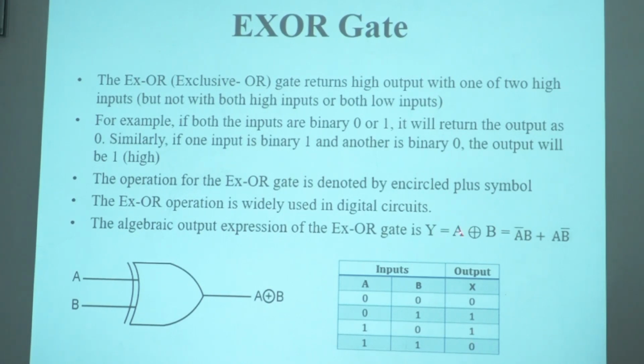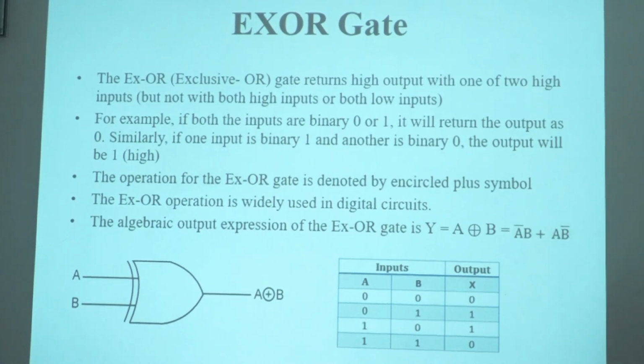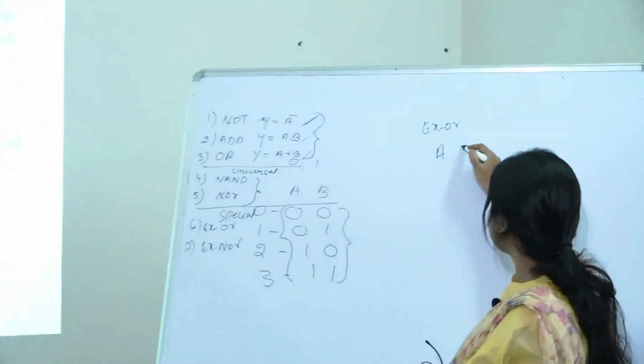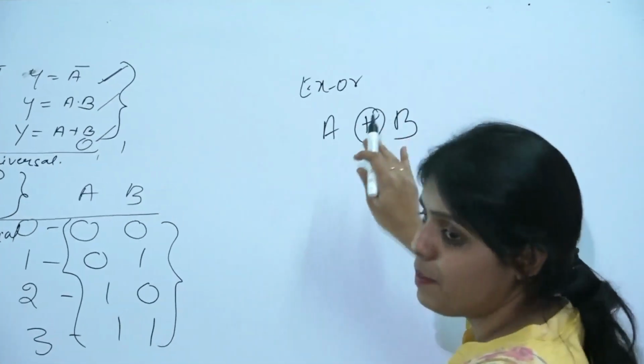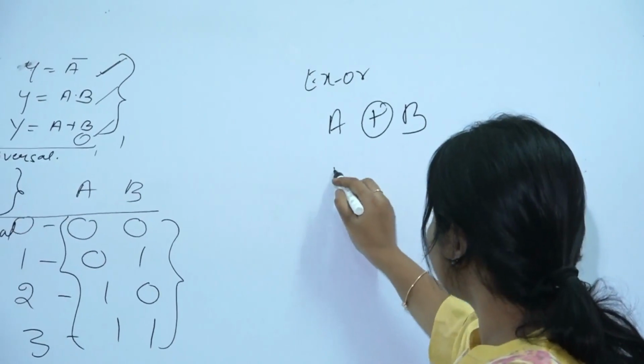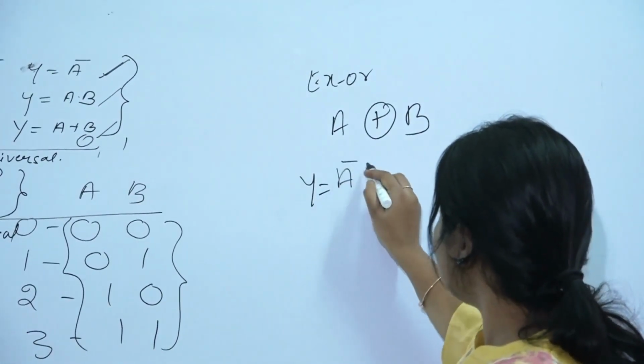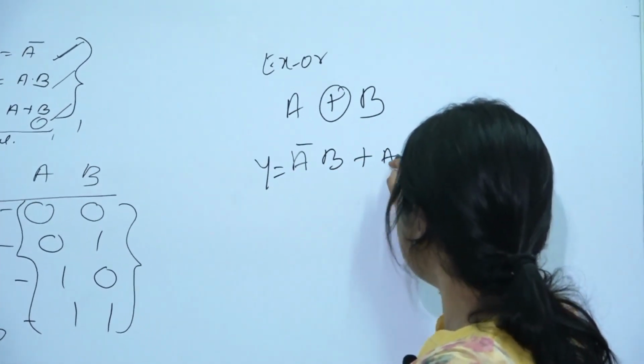When we talk about this encircled plus symbol, that is nothing but A complement B plus AB complement. Please make a note of this formula. XOR gate is all about XORing the two inputs A and B, it is nothing but A bar B plus AB bar. So it is something like this. The logic symbol for XOR gate is the encircled plus symbol, and when you take these two inputs, the output Y will be A complement B plus AB complement.